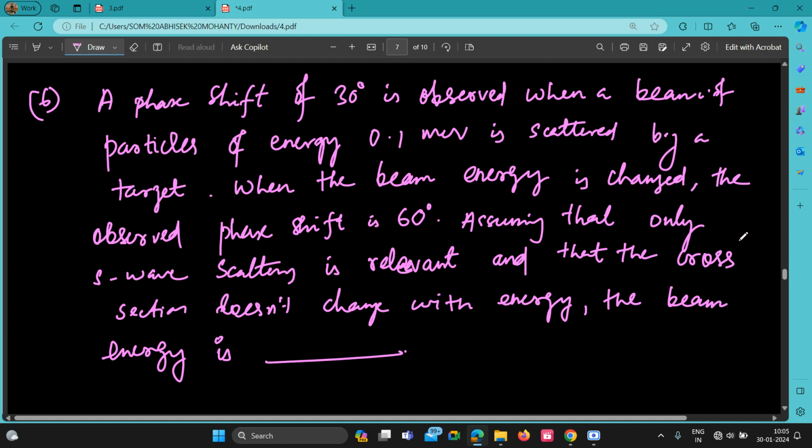A phase shift of 30 degree is observed when a beam of particles of energy 0.1 MeV is scattered by a target. When the beam energy is changed, the observed phase shift is 60 degree. Assuming that only S wave scattering is relevant and the cross section does not change with energy, the beam energy is.